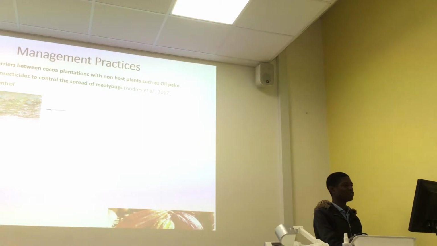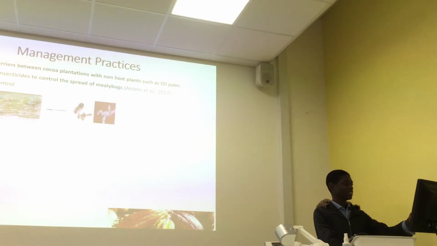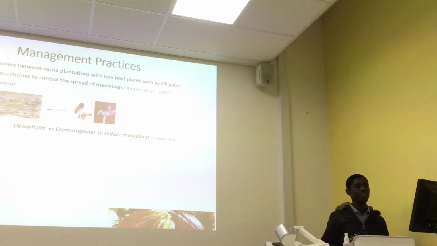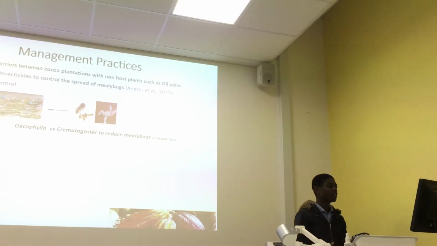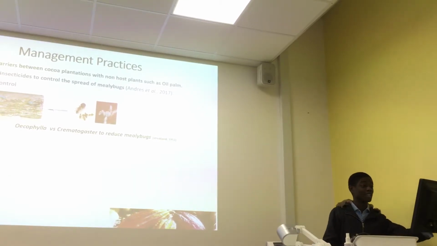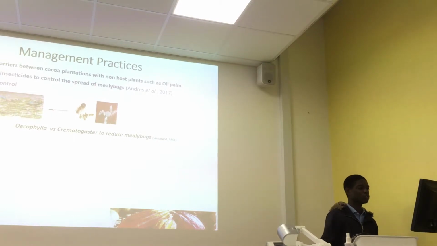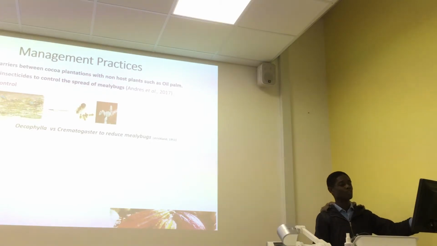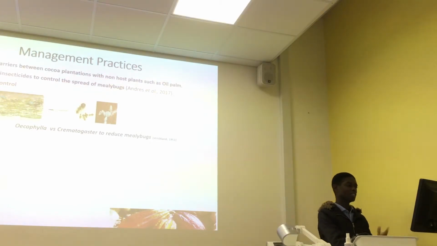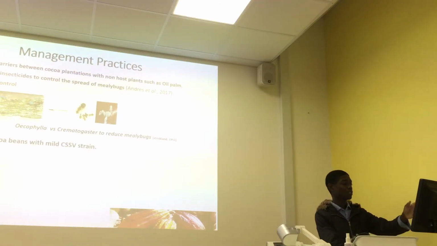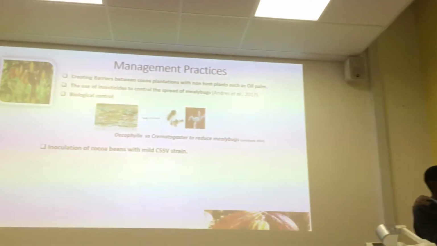Biological controls have also been attempted. The Oesophila, the Chromatogaster, and the mealybugs have a symbiotic relationship. However, the Oesophila and the Chromatogaster are natural enemies. So there have been several attempts to use the Oesophila genus to reduce numbers of the Chromatogaster. This has worked to an extent, but has not been very effective. This was reported by Strickland in 1951.